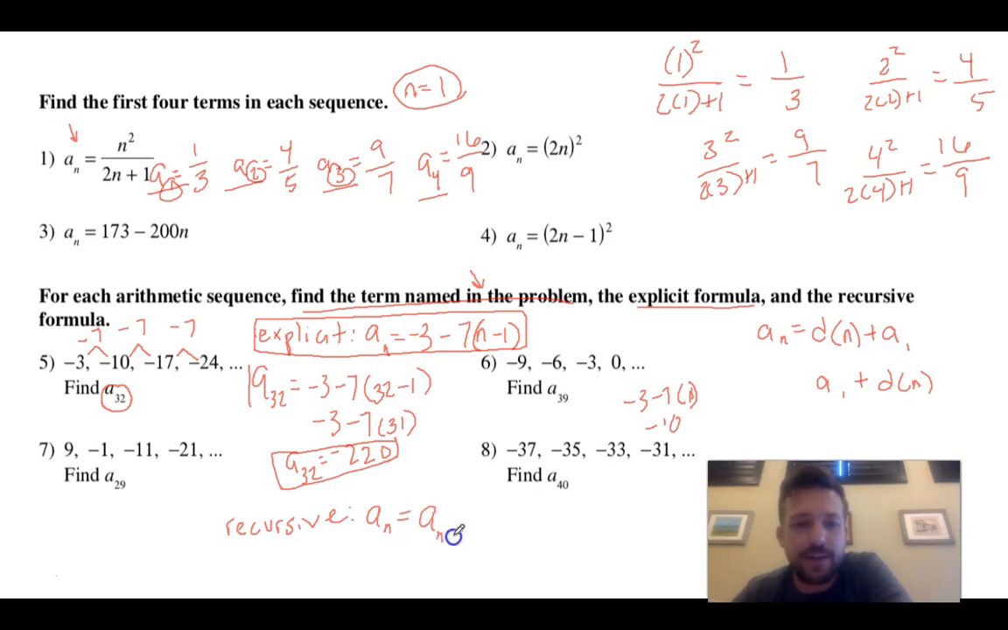A sub n minus 1, because that's going to be the previous term, and then you're just going to add it to the common difference. So it'll just be minus 7 in this case, since our common difference is negative 7. And there it is. Okay, that's your recursive formula. If you don't see why that would work, let's plug, and oh, you know what? I'm sorry. You have to also tell it the first term in here. You have to start with the first term, and our first term was negative 3.